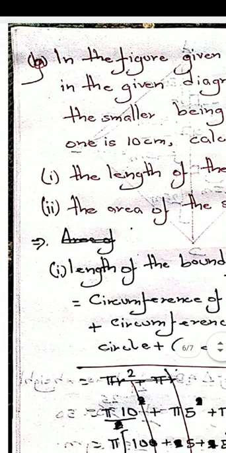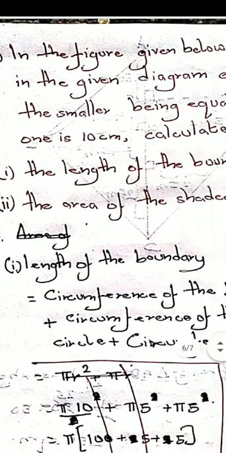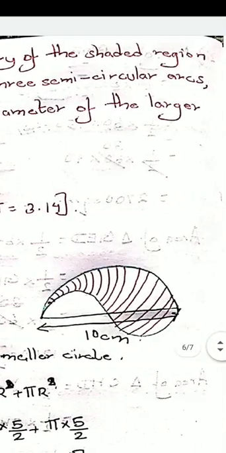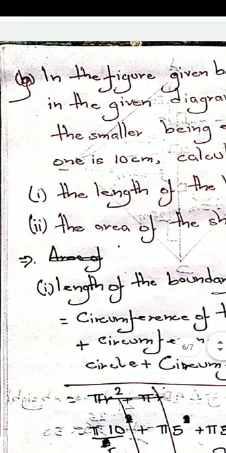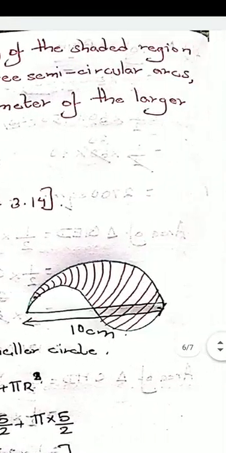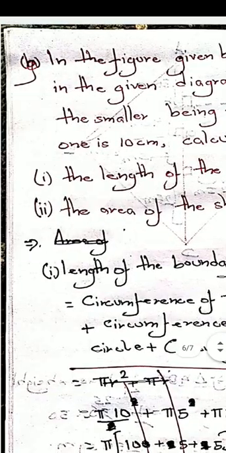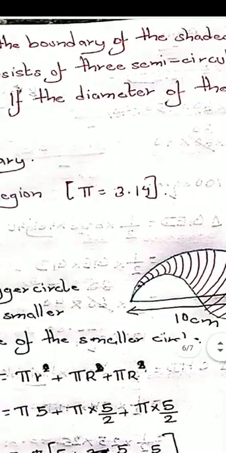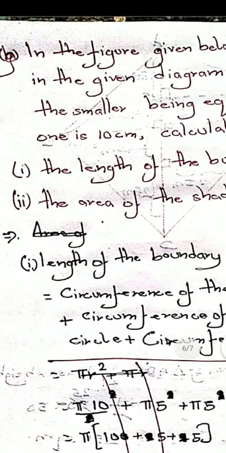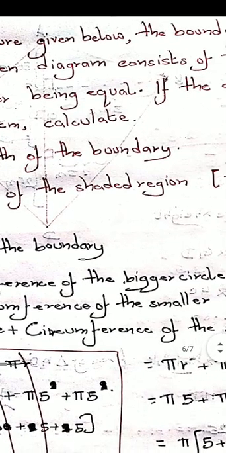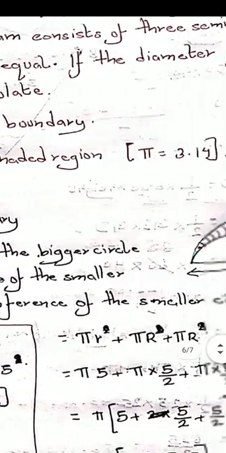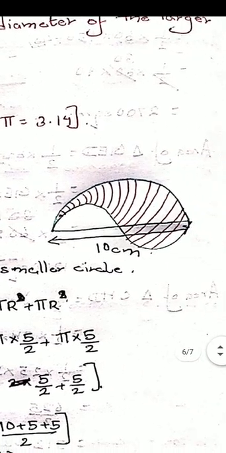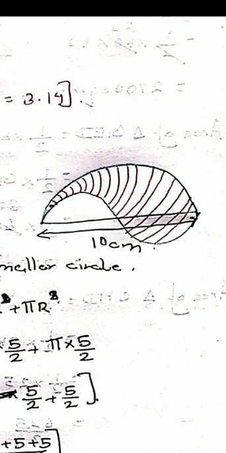Okay, so the next question, in the figure given below, the boundary of the shaded region in the given diagram consists of 3 semicircular arcs, the smaller being equal. If the diameter of the larger one is 10 centimeter, calculate the length of the boundary and the area of the shaded region. Use pi as 3.14. So this is the diagram that I have. So this length is 10 centimeter.